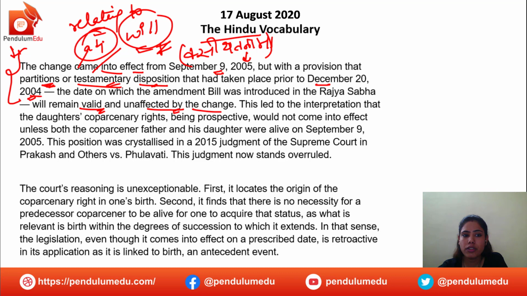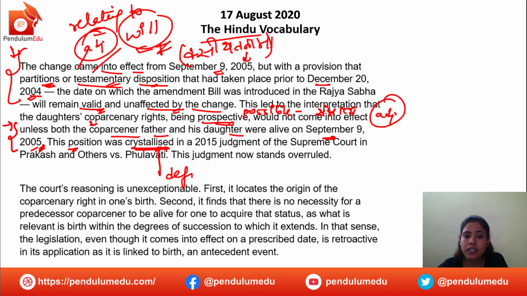This led to the interpretation that the daughter's coparcenary rights being prospective, that is being possible, कहते हैं ना हिंदी में हम कहते हैं संभाव्य, एडजेक्टिव है prospective, would not come into effect unless both the coparcener father and his daughter were alive on September 9, 2005. This position was crystallized. Now see क्या बोला उन्होंने कि भाई prospective है and would not come into effect तब तक नहीं होगा जब तक उसके father daughter alive रहे 9 September 2005 को, तब तक इस पोजीशन को, इस चीज़ को क्रिस्टलाइज किया गया. क्रिस्टलाइज, it has become now more definite and clear.